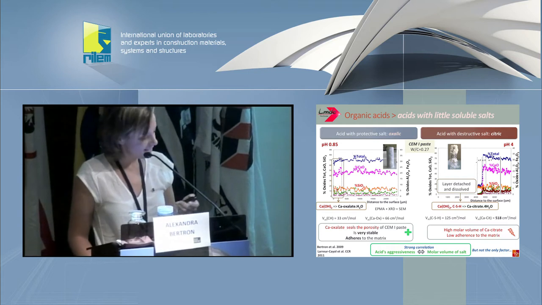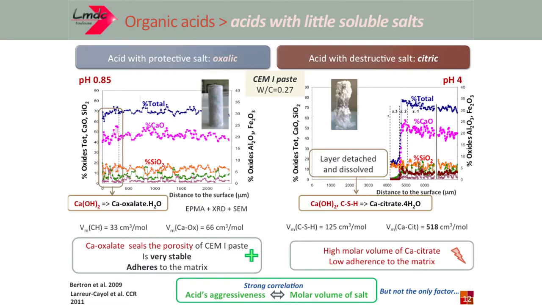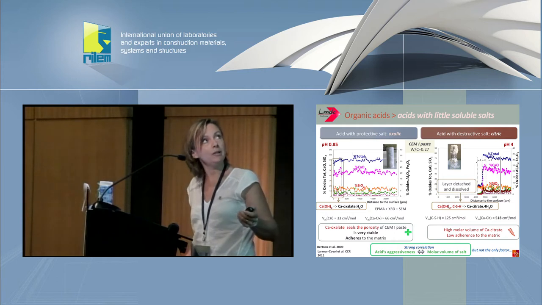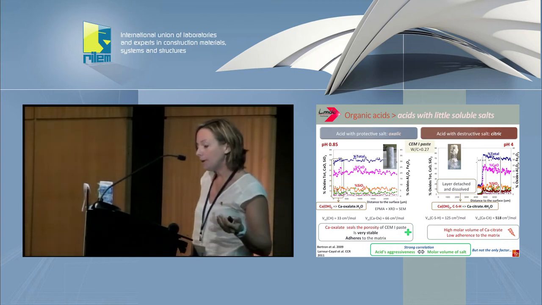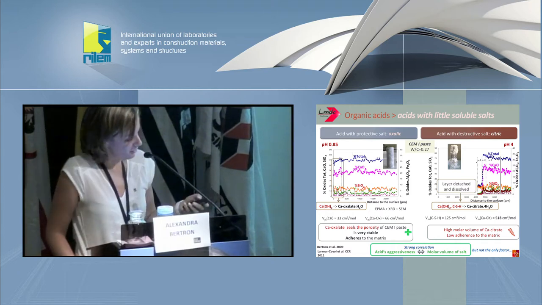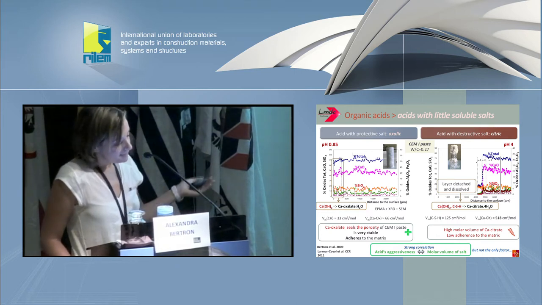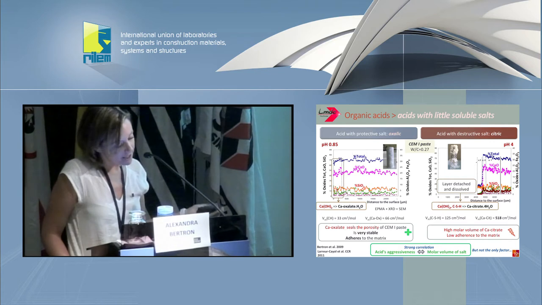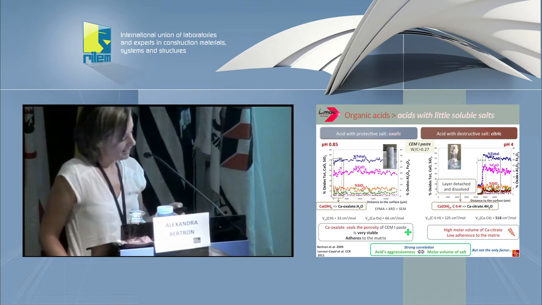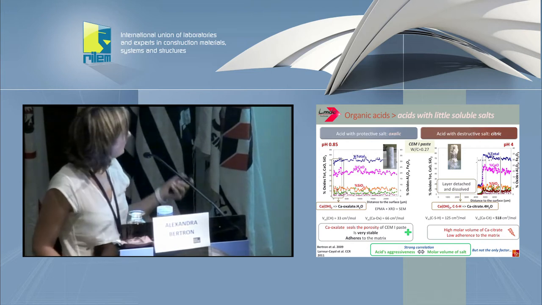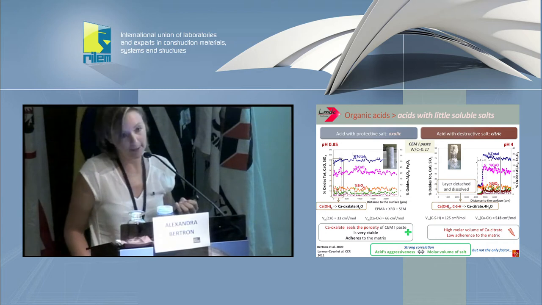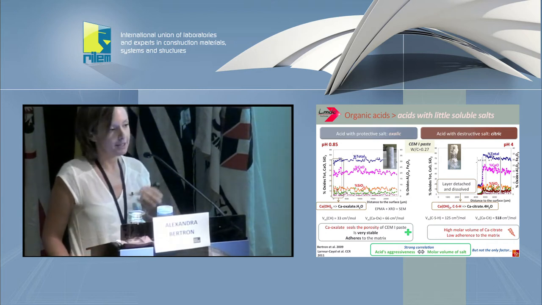So the example of oxalic acid, an experiment at pH almost 1. This is the chemical composition profile of the specimen according to the distance to the surface in contact with the aggressive solution. And you can see that at pH 1, in this acid, the composition of the specimen remains the same. There is no release of calcium at all, in what would normally be a very aggressive condition. So what actually happens? In the outer layer of the specimen, calcium hydroxide is transformed into calcium oxalate salt. And if we look at the molar volume of the salt, we can see that calcium oxalate seals the porosity of the cement paste. Moreover, it is very stable and it adheres to the matrix.